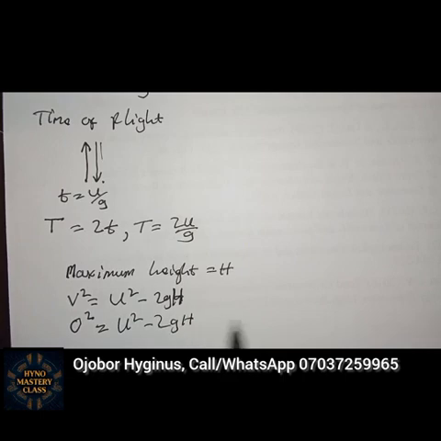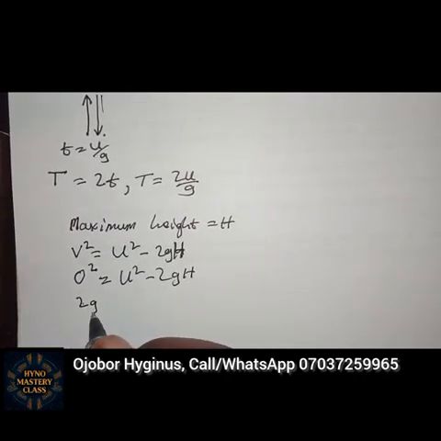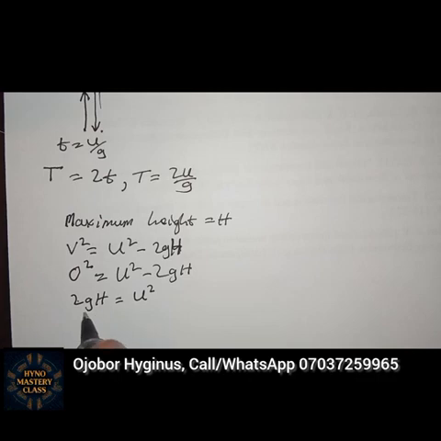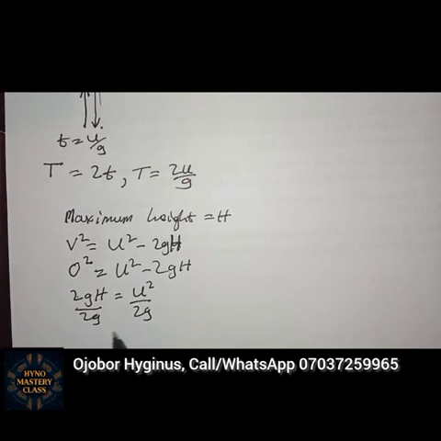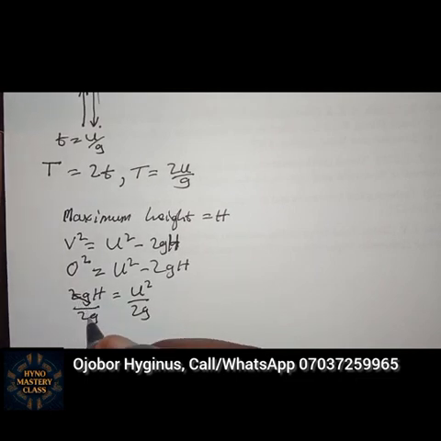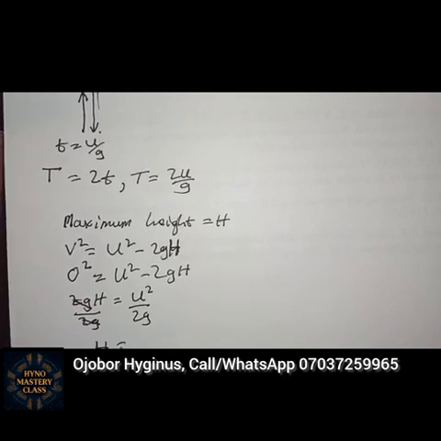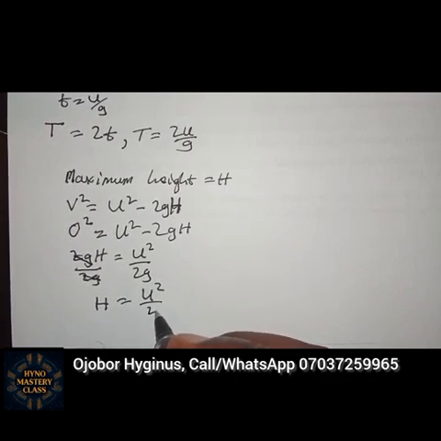We can move 2gH to the left hand side of the equation so that it becomes positive. And then we have 2gH is equal to u squared. And if we do that, we can divide both sides by 2g so that the height will be left alone. 2g here will cancel 2g here. And then the maximum height is equal to u squared all over 2g.